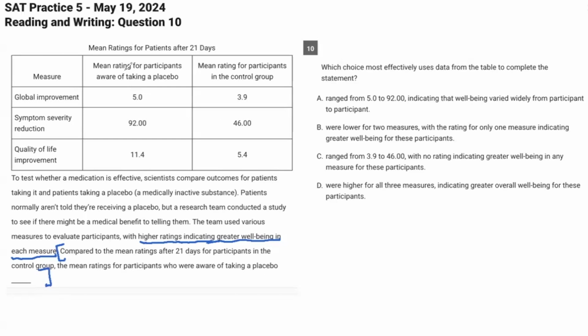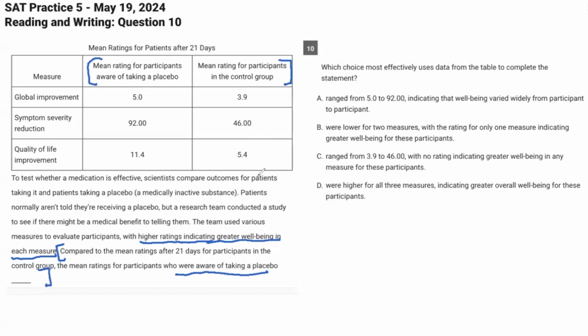So let's look at this table. We have these two categories here, group one. These are the mean rating scores for participants aware of taking a placebo. And we're actually going to be looking at the mean ratings for this group specifically, because we're comparing this group, group one, to group two, which is the control group. So what is the control group? These are the people who weren't told they were taking a placebo. In other words, they thought they were taking real medicine.